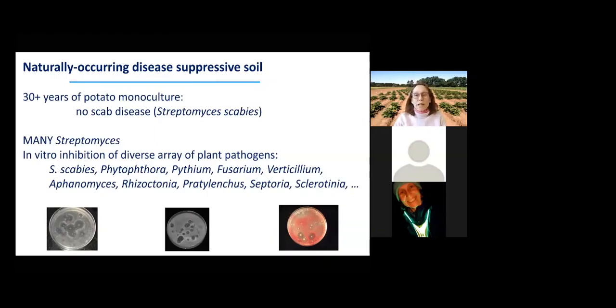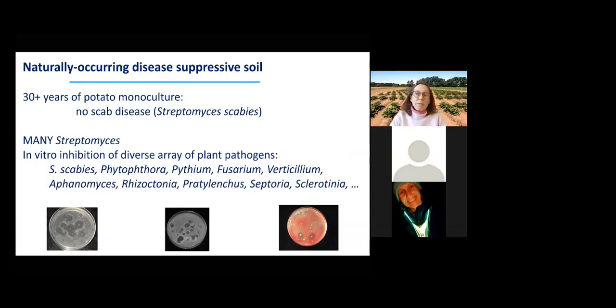I do want to note this is not the only potato scab suppressive soil that has developed over long-term monoculture. There are soils in Washington State. That was actually the first potato scab suppressive soil reported back in the 1950s. In California, Maine, Michigan, Wisconsin, and Minnesota. So there's multiple examples of this phenomenon.